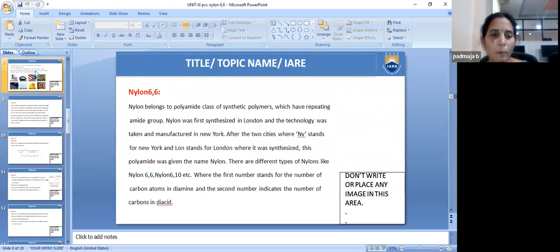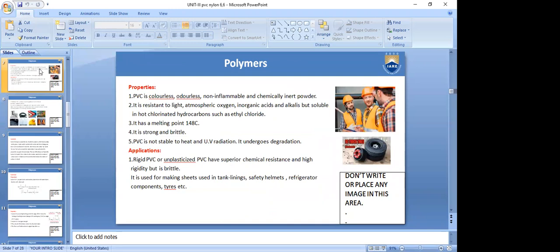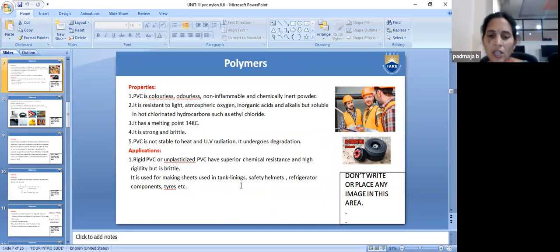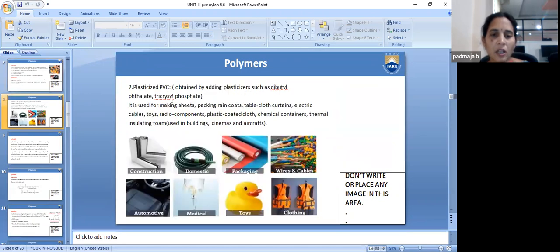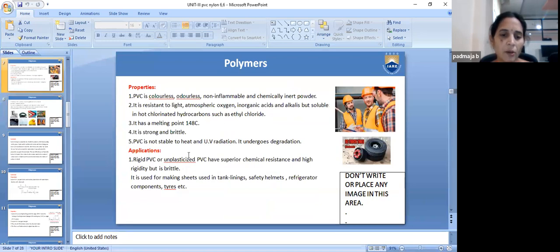And next PVC. Rigid PVC, we will make sheets used in tank lining, safety helmets, refrigerator components. And plasticized PVC, we will use for making sheets, packing, raincoats, tablecloths, curtains, cables, wires, toys, chemical containers. All these applications you write for PVC. Properties and applications you have to learn, and preparation.